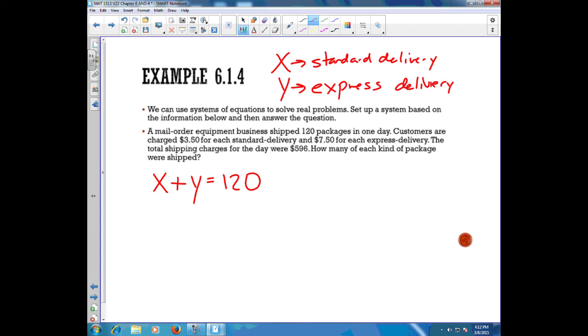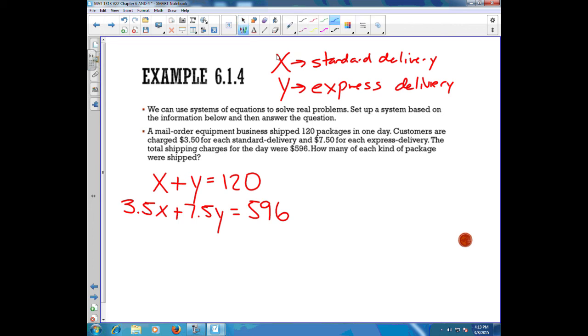How many did you sell of each one? We can get a second equation from the cost. We know that for every x they shipped, it costs $3.50, so 3.5 times x. For every express they shipped, it was $7.50, so 7.5 times y. And that's got to equal the total amount of money, which is $596. We can now use elimination to solve for one variable, and then use the equations to solve for another.